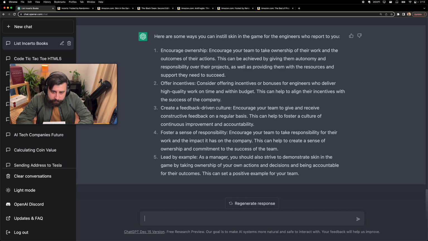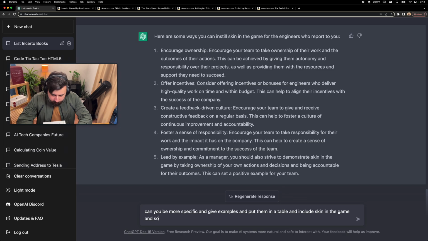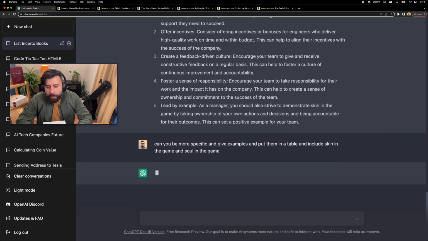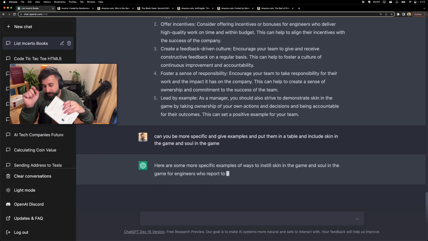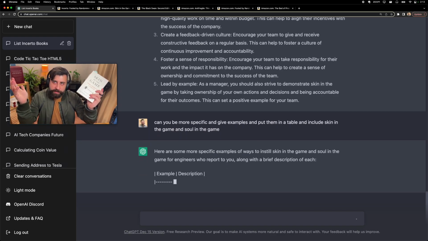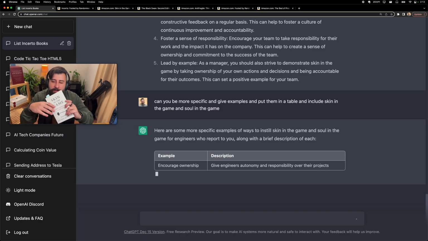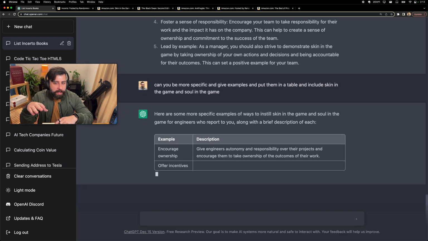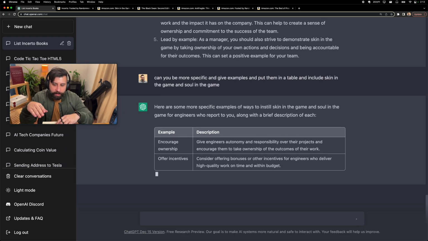I don't like this. This is too vague. Can you be more specific and give examples and put them in a table and include skin in the game and soul in the game? So there's this idea, let's see if it does it, where you have skin in the game, which is like you have shares in a company. Soul in the game is like you put your net worth in the company.